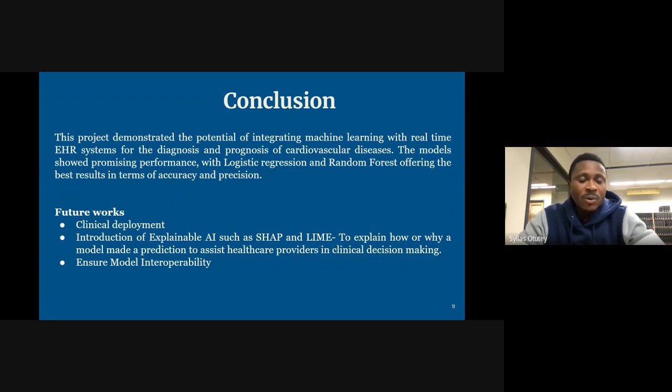In our future work, we think about clinical deployment, how we deploy our models to health facilities to use it and aid in clinical decisions. Also introduce explainable AI such as SHAP and LIME to help explain how and why a model made a prediction, to assist health providers in clinical decision making. Also ensure our models' interoperability.